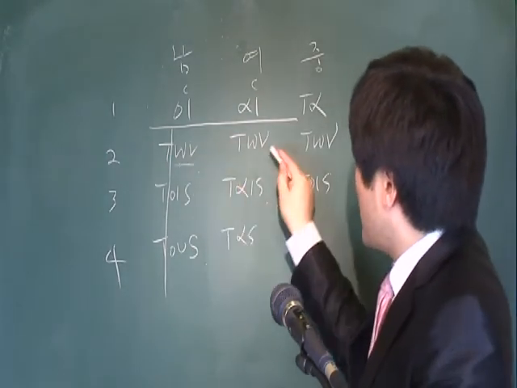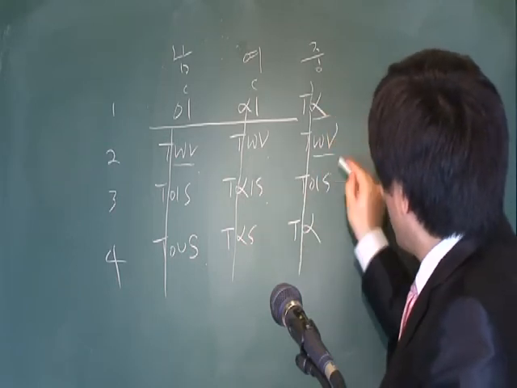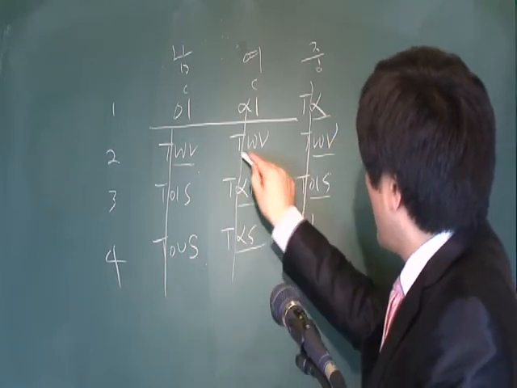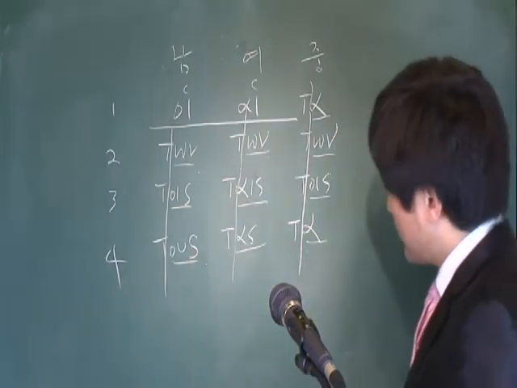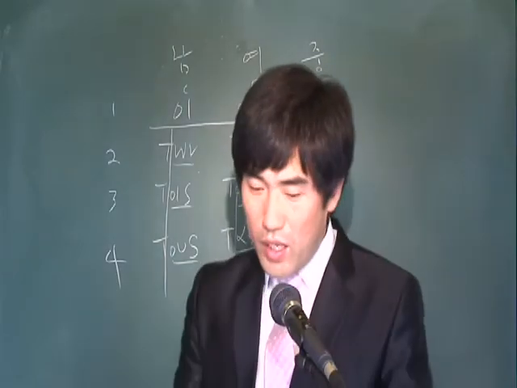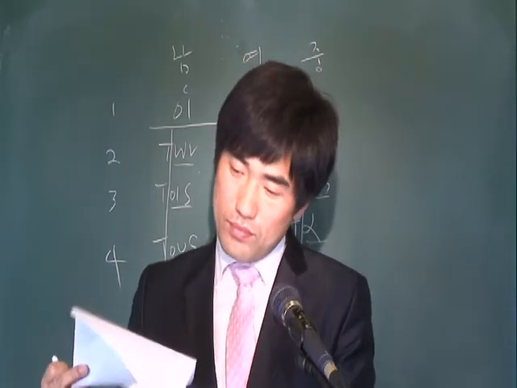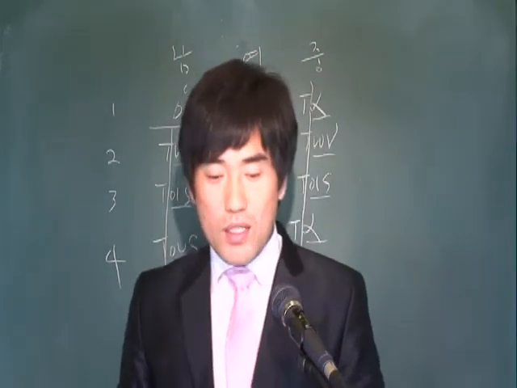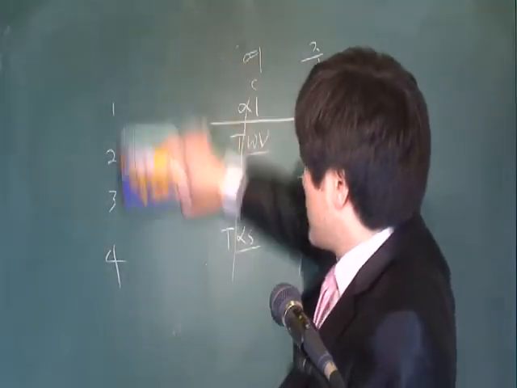There are 3 persons of personal pronouns. There is the first person pronoun I, the second person pronoun you, and the third person pronoun, which are all pronouns excluding I and you. There are also plural forms of pronouns. We, you, plural, or they.